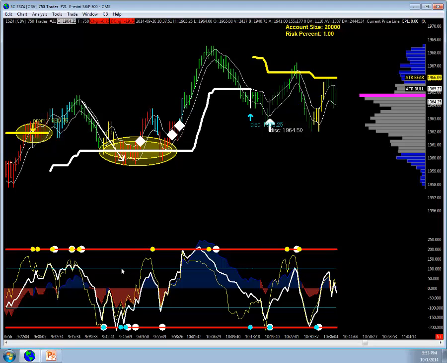Again, these are not automatic trades. I'm not trying to say this is an automated system, but rather a decision matrix using your OODA loop, using the tools that we have effectively.